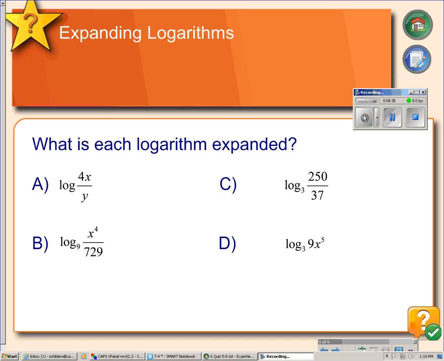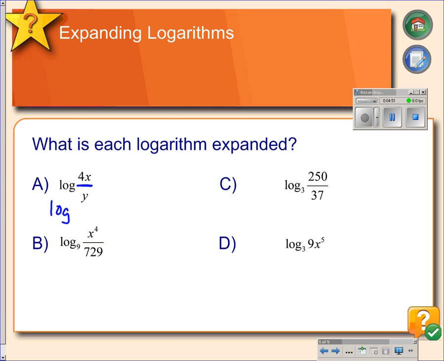Okay, on this slide we're going to do exactly the opposite. We're going to take the single log and expand it into more than one log. So in example A, we have a division. We know that when you expand a division, it becomes a subtraction. So we have log of 4x minus log of y. And then here we have 4 times x, we know we can expand that by making it log of 4, and the multiplication becomes a plus sign, plus log of x minus log of y.